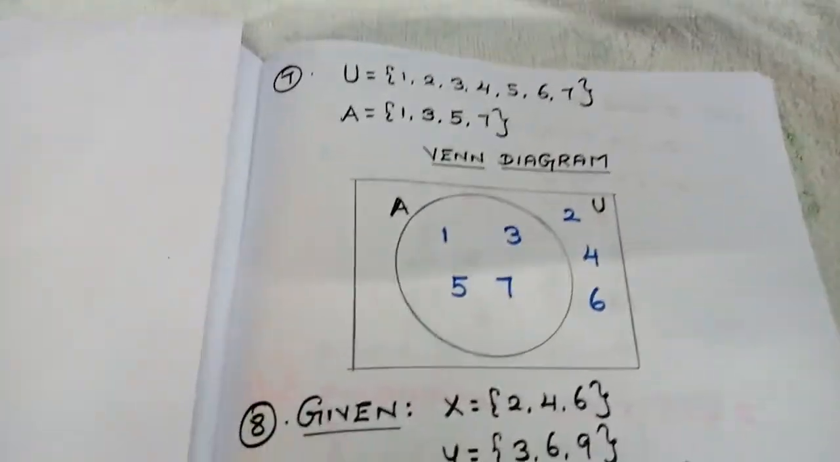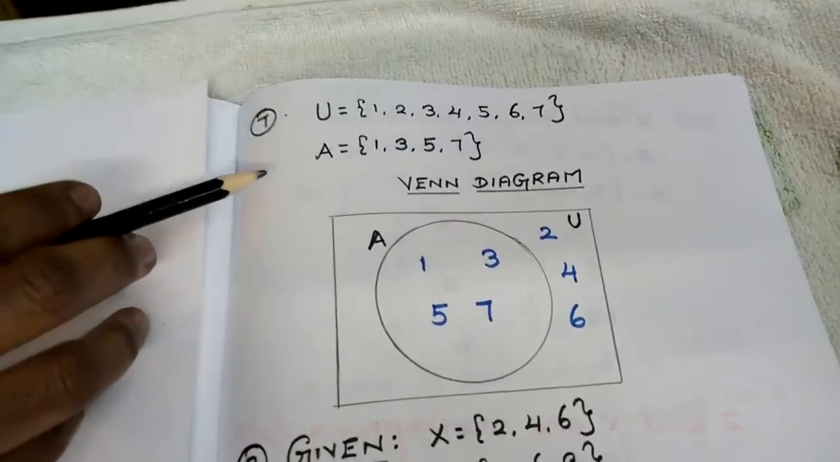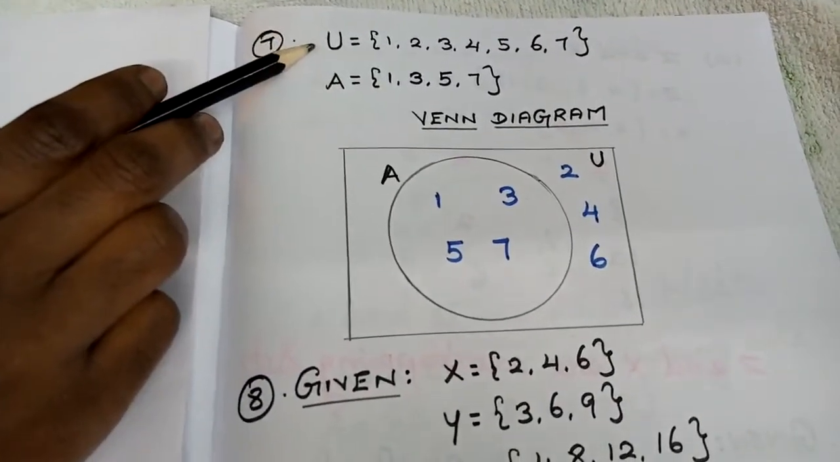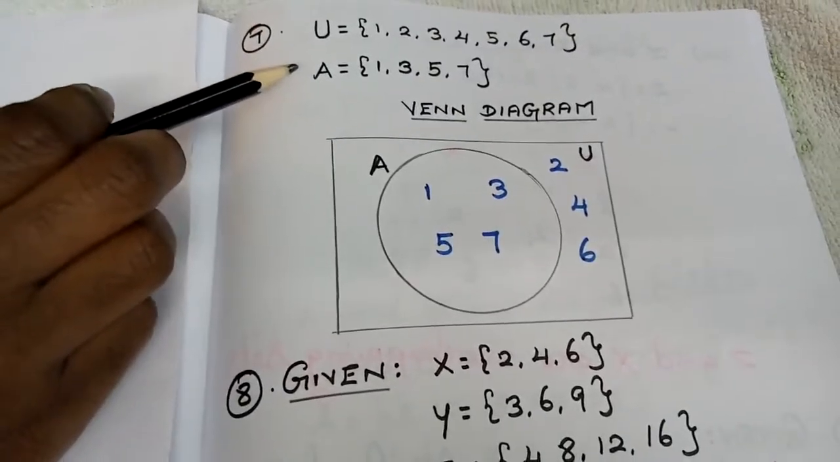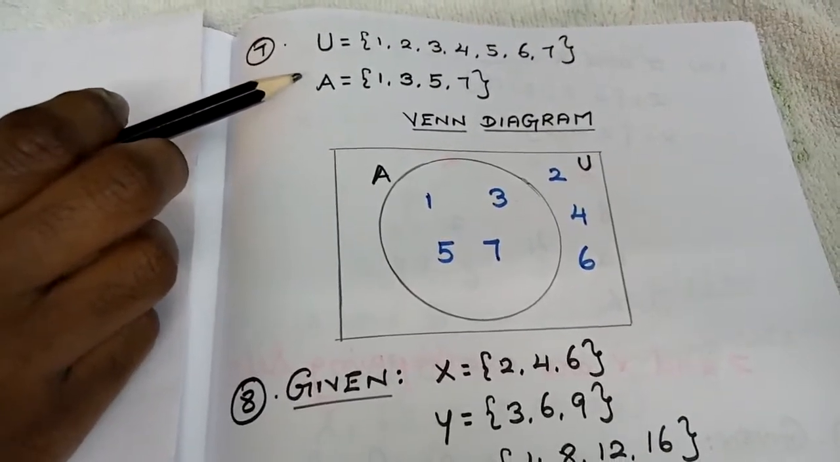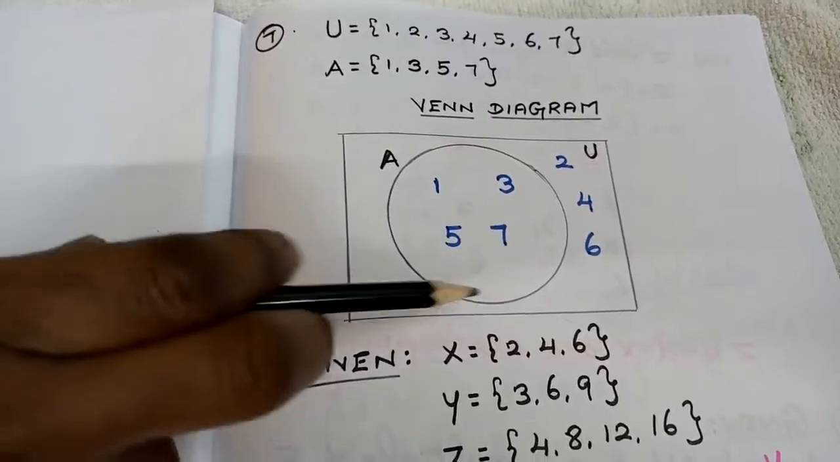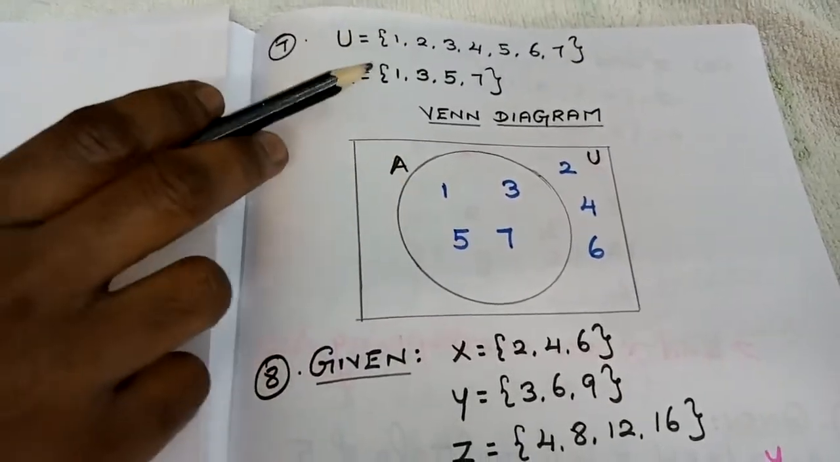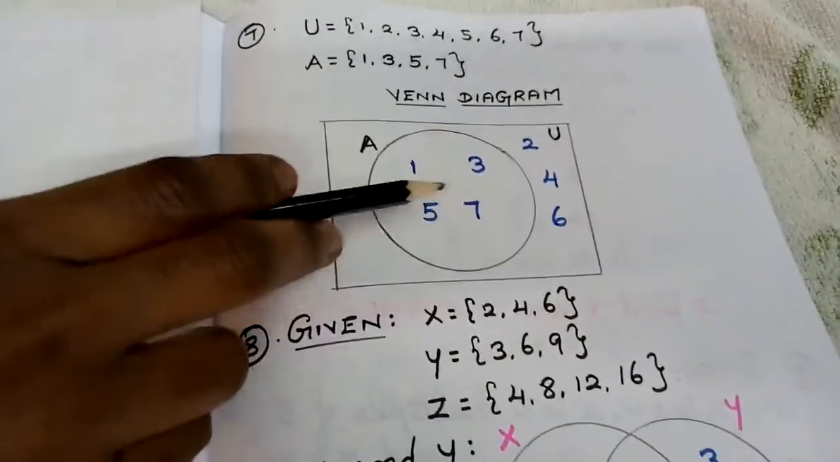Question number 7 also, they are asking you to draw the Venn diagram, but the speciality is, they have given you the universal set and only one set. In that case, what I am going to do is, universal set means you are going to draw a box. Inside that you are going to draw the circle. First, I am going to write the elements of A inside that circle.